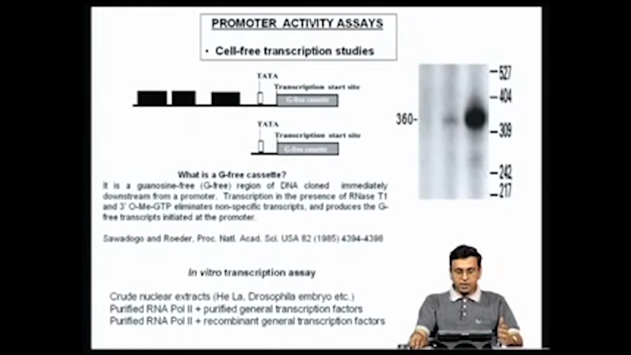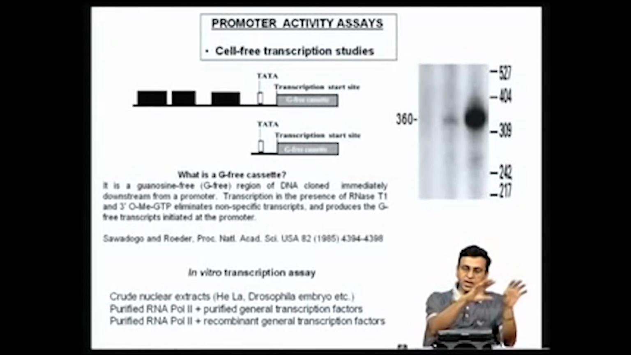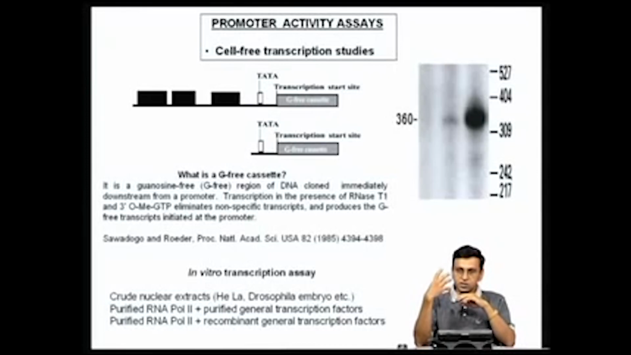The other important promoter activity study that made a very important contribution for understanding eukaryotic gene regulation is what is called cell free transcription studies. So, here what you do is, suppose you want to study a gene which is present in a liver cell line or say HeLa cells. So, you make whole cell extracts or nuclear extracts from these cells.